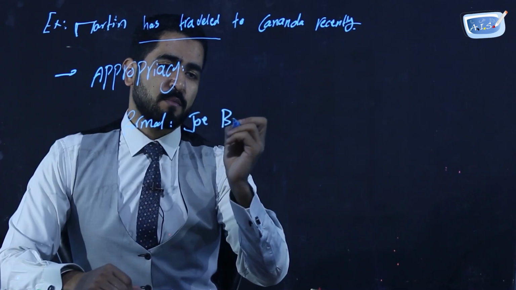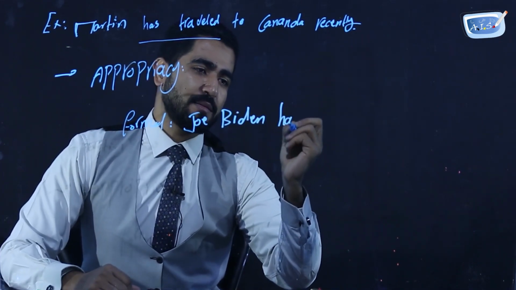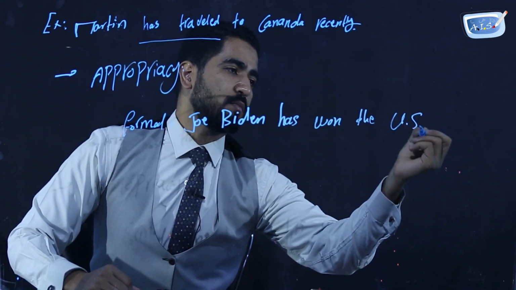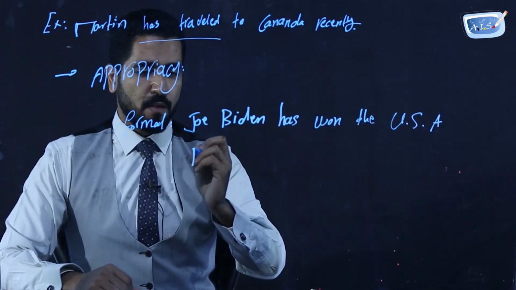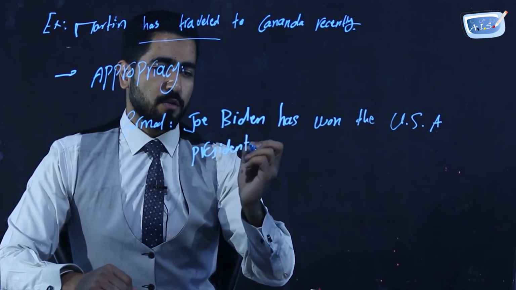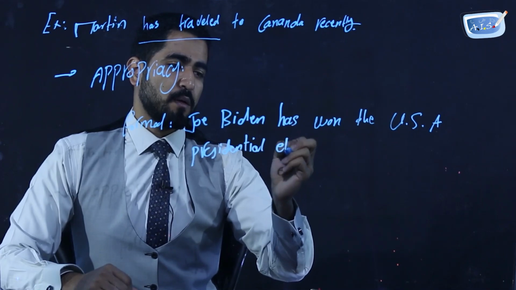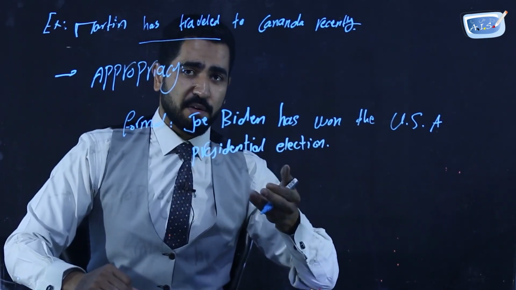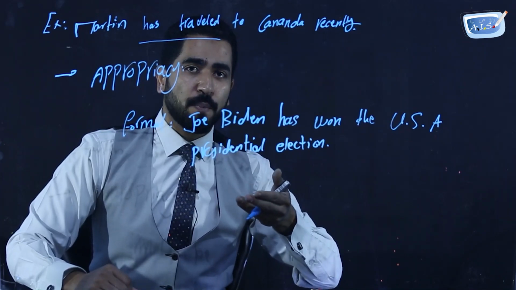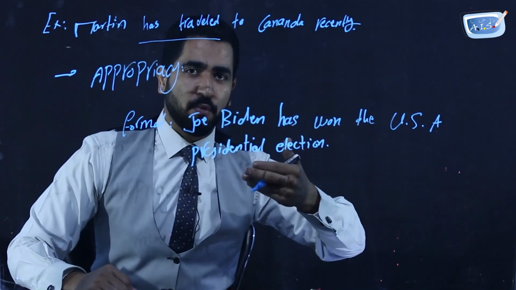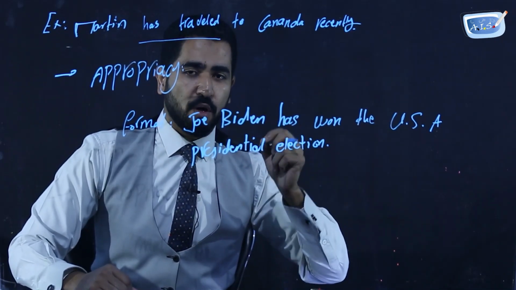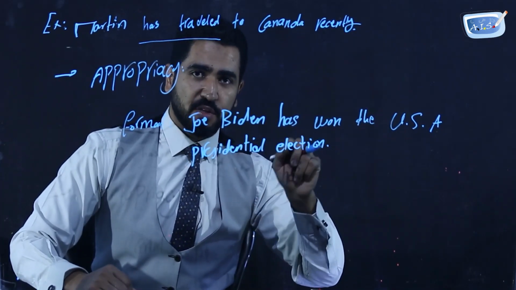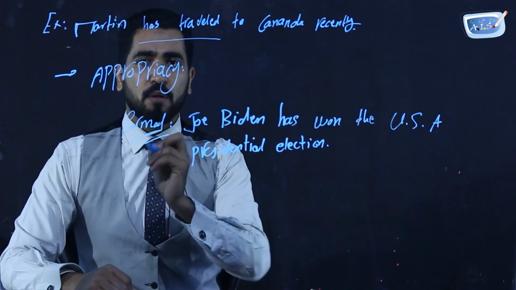For example, Joe Biden has won the USA presidential election. So this is a formal context. Maybe a news presenter is presenting this news to the public. So the action has just happened and he's telling the people for the first time, so he understands very well. This is the first time people know this action. So Joe Biden has won the US presidential election.